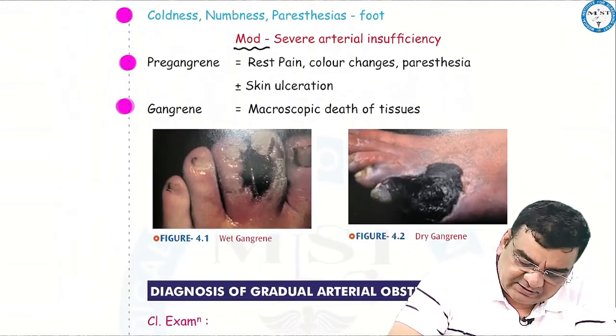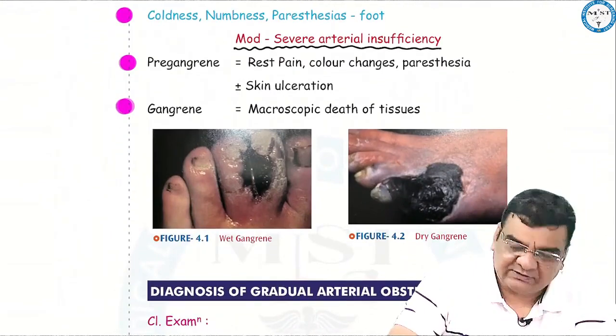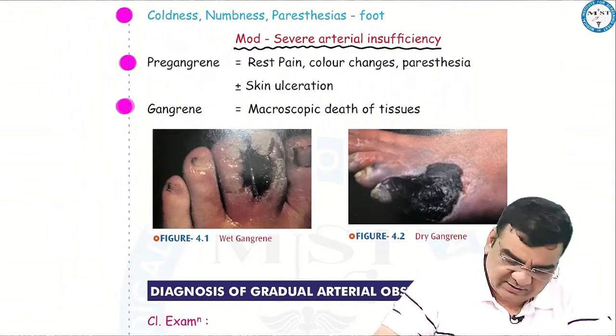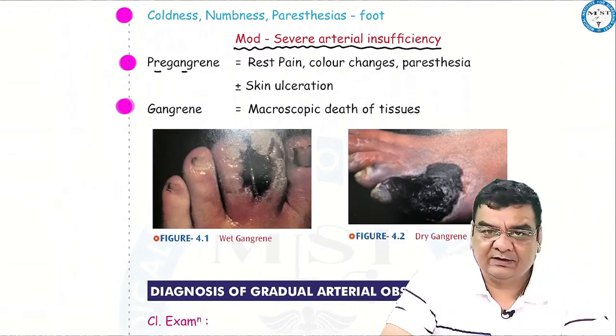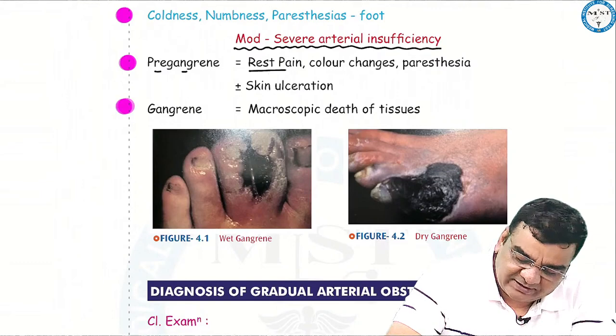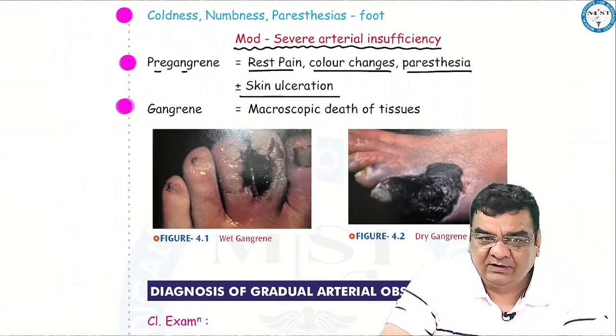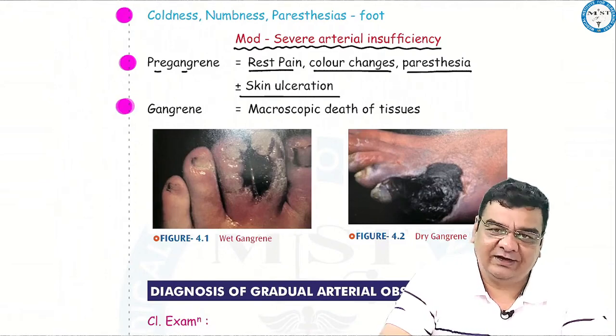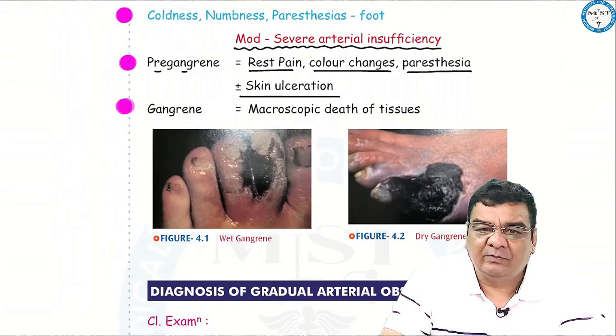This indicates there is a major problem developing. There is moderate to severe arterial insufficiency. Gradually, pre-gangrene can occur. This is a combination of rest pain, color changes, and paresthesia, with or without skin ulceration. Why color changes? If red hemoglobin is not reaching the foot, the foot area will become pale.